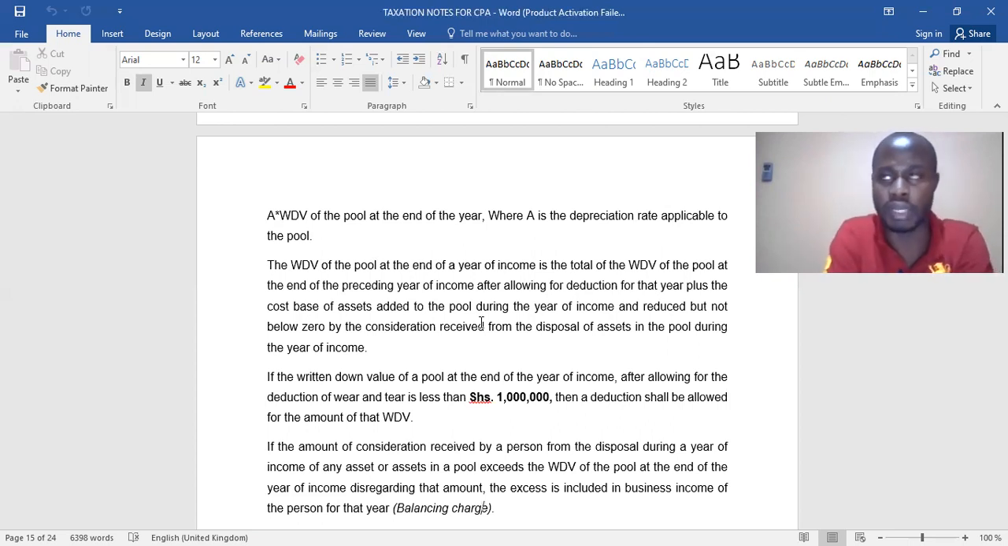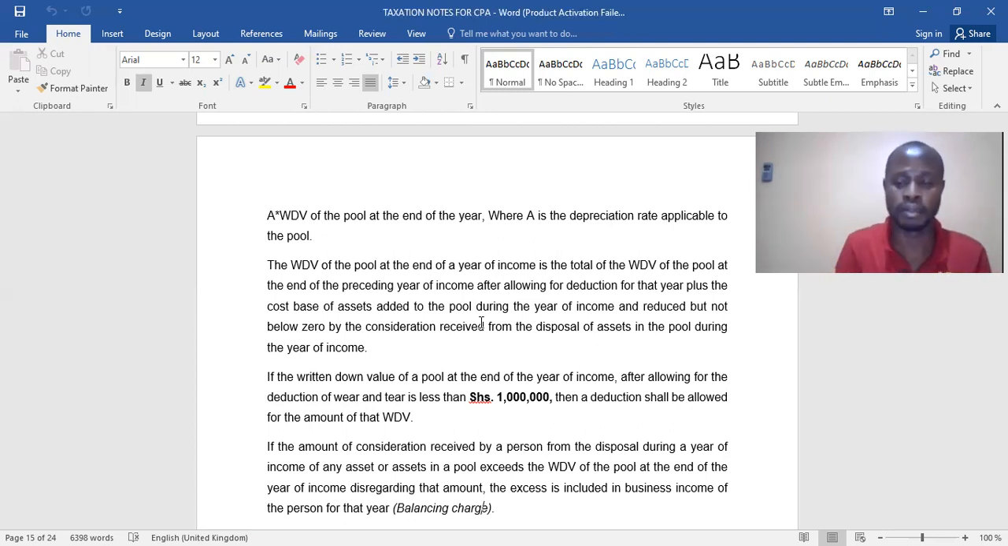But whereas the disposal of the assets in the pool will be reducing the written down value at the end of the year, the written down value at the end of the year should never be reduced below 0. Then also in the computation, if the written down value of a pool at the end of the year of income, after allowing for the deduction of wear and tear, is less than 1 million, then a deduction is allowed of that amount of the written down value.